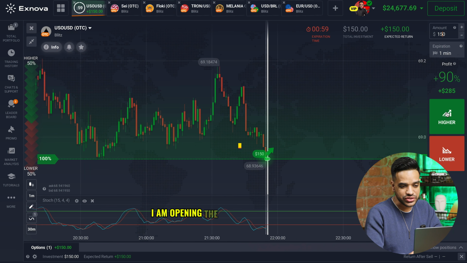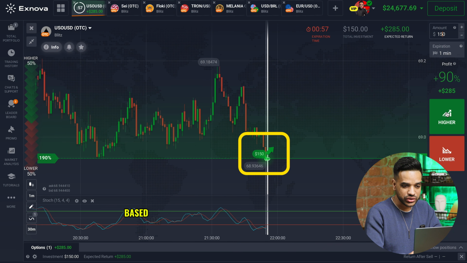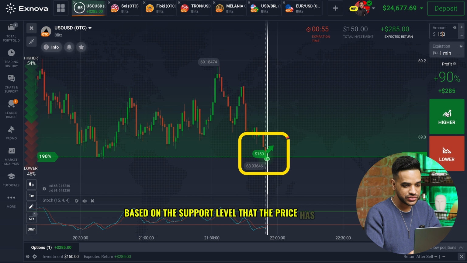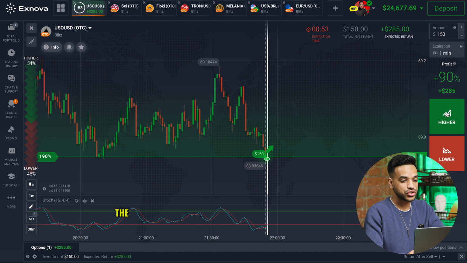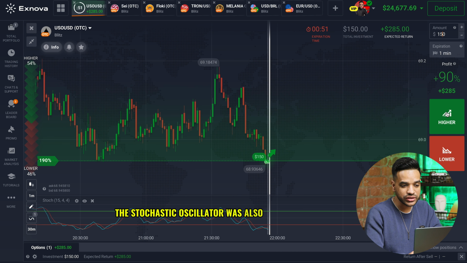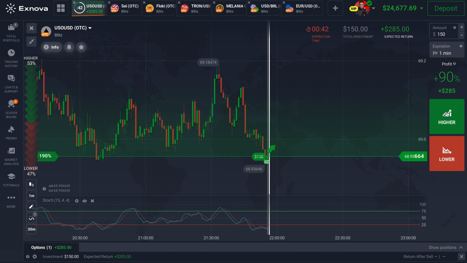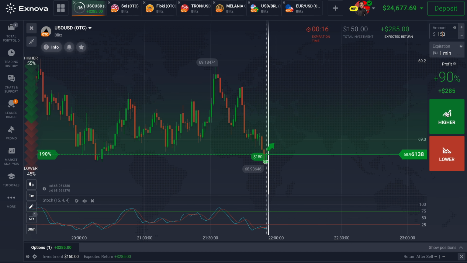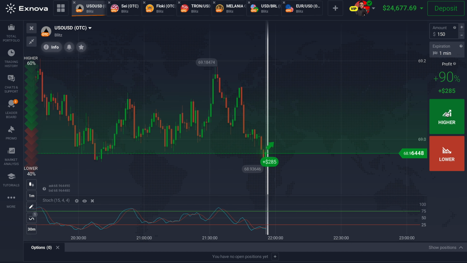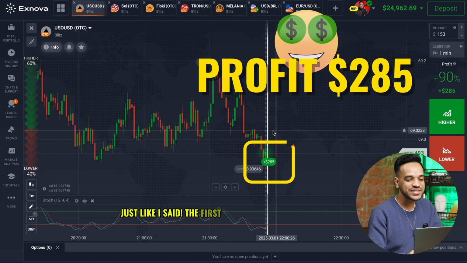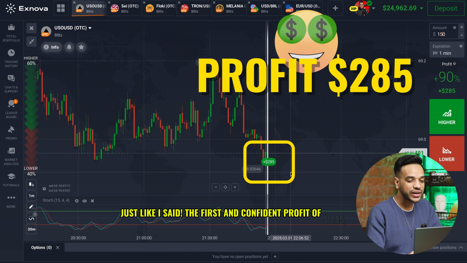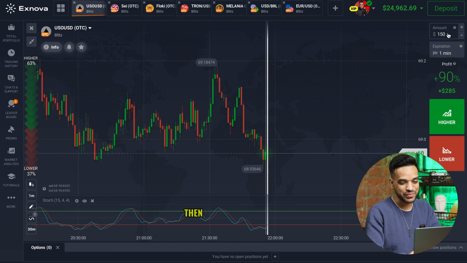I am opening the first trade to increase based on the support level that the price has tested several times. The Stochastic Oscillator was also in the oversold zone, signaling a possible reversal. Entering the pattern with the confirmation is a sure profit. Just like I said, the first and confident profit of $285, then more.